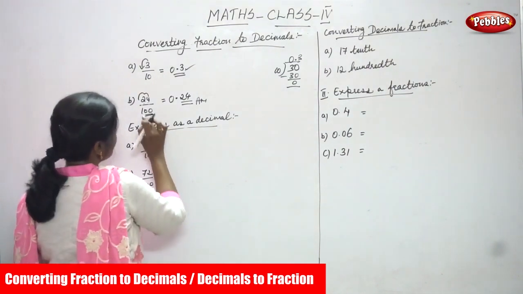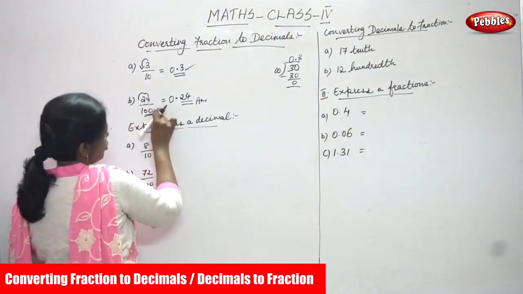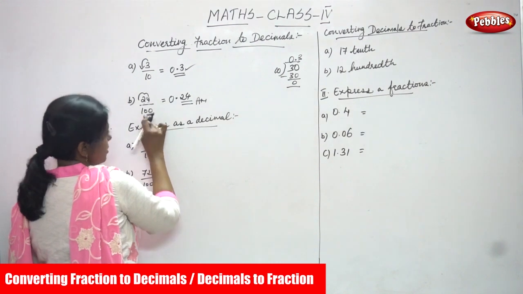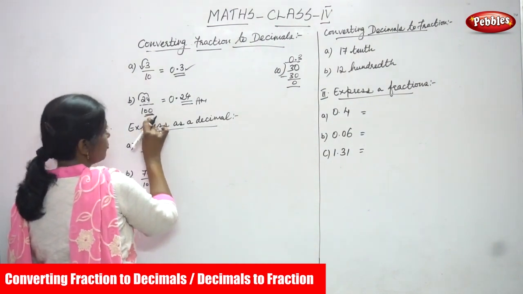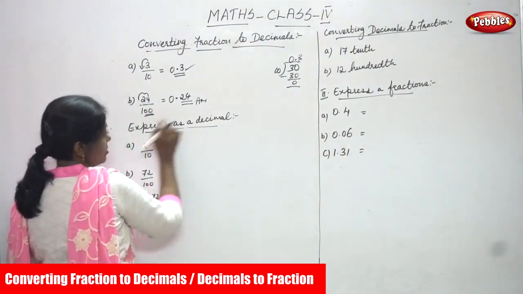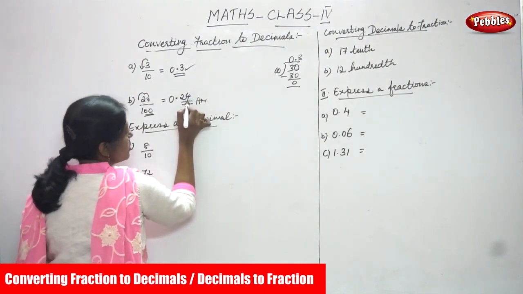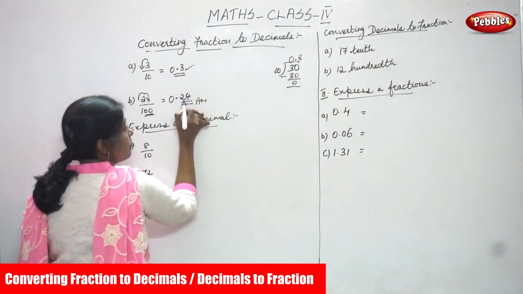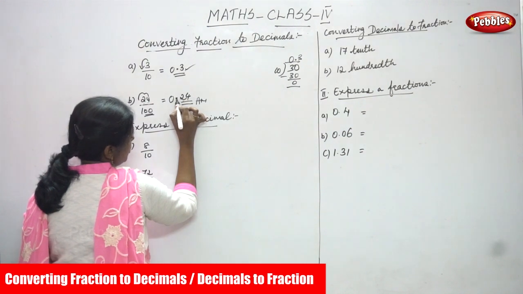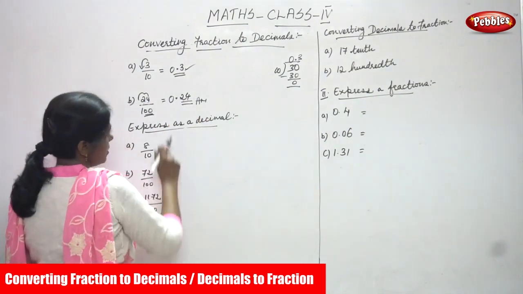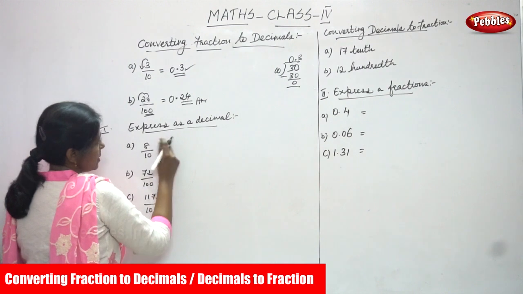So the answer is, 24 by 100 means in the denominator there are 2 zeros. That is why you have to move 2 digits to the left side direction. So I have moved 2 digits. Then before the 2 digits I have to put a point. Then I have to add 0. So the answer is 0.24. See, expressed as a decimal.